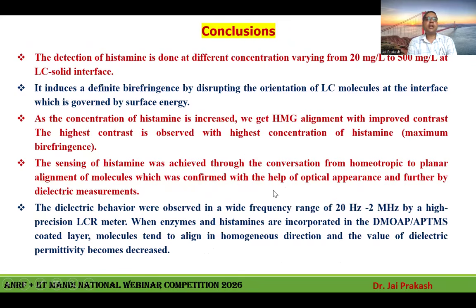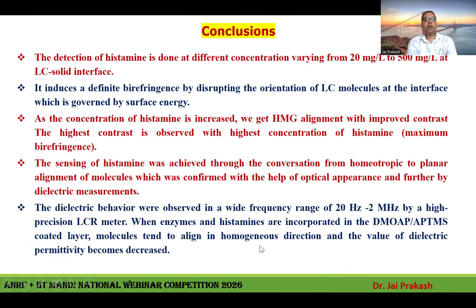And the detection of histamine is done at different concentrations, varying from 20 milligram per liter to 500 milligram per liter. And it induces a definite birefringence by disrupting the molecules at the interface. As the concentration of histamine is increased, we get homogeneous alignment with improved contrast. And the sensing of histamine was achieved through the conversion from homeotropic to the planar alignment, which is the basic sensing phenomenon in the biosensor.